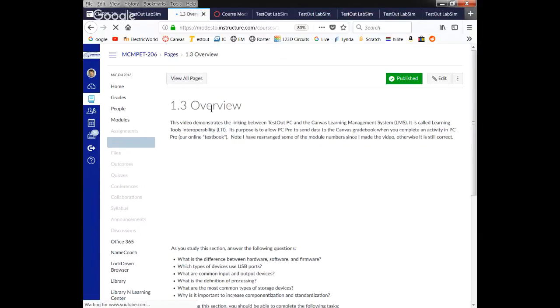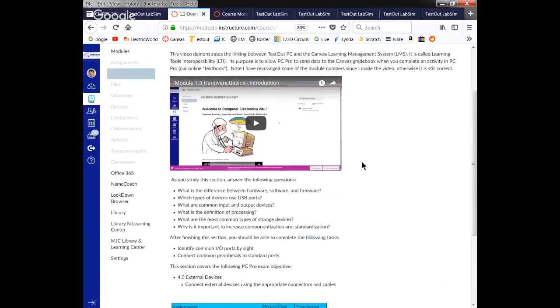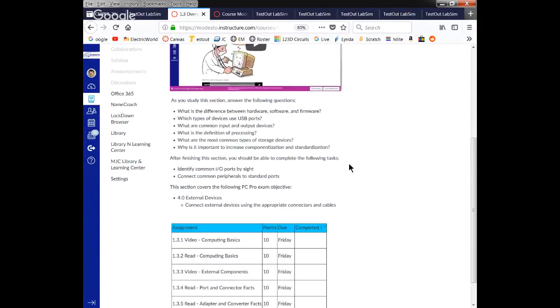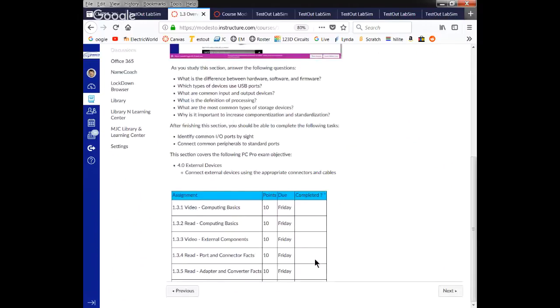This part that says overview, somebody asked me about, it's just describing, what I'll do is this will just list what each module is about. So this is about hardware basics. And then about the due dates.